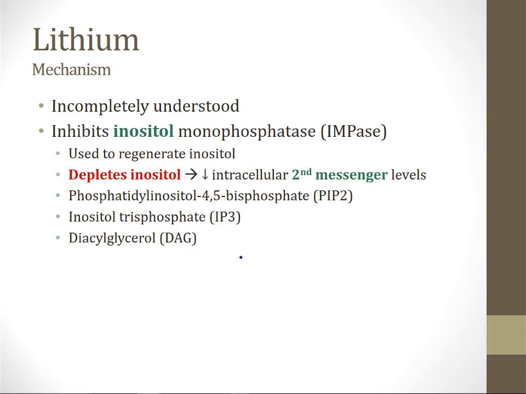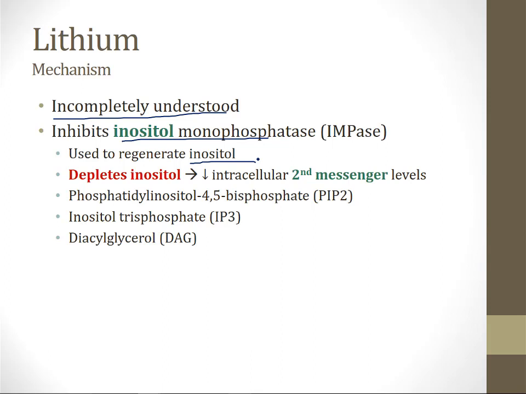Even though lithium's been used for a long time for bipolar disorder, the mechanism is still incompletely understood. One thing that people have figured out that lithium does is it inhibits an enzyme called inositol monophosphatase. This enzyme is used inside of cells to regenerate inositol, and it's hypothesized that this may have to do with its mechanism, although how this leads to benefits for bipolar patients is unclear.